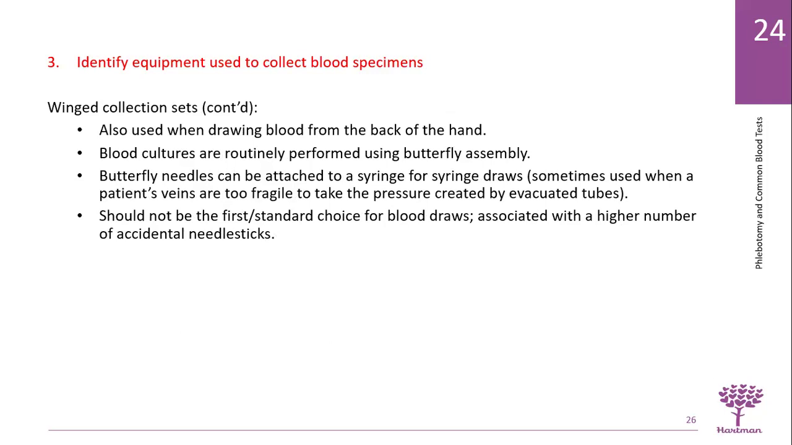The wing collection is also used when drawing blood from the back of the hand. Blood cultures are routinely performed using butterfly assembly. Butterfly needles can be attached to a syringe for syringe draws, sometimes used when a patient's veins are too fragile to take the pressure created by the evacuated tubes. It should not be the first or standard choice for blood draws, associated with a higher number of accidental needle sticks. Okay, and you'll get a chance to see and actually work with a winged infusion blood collection system.